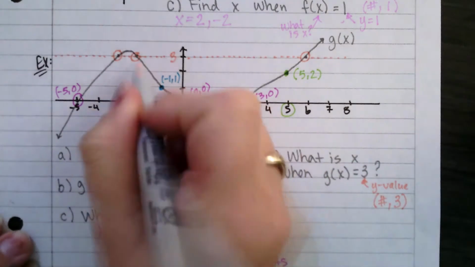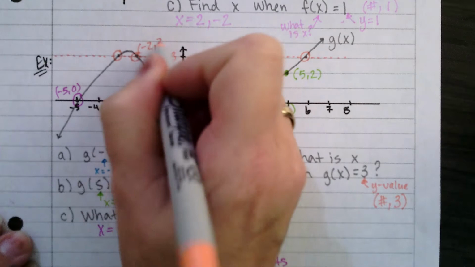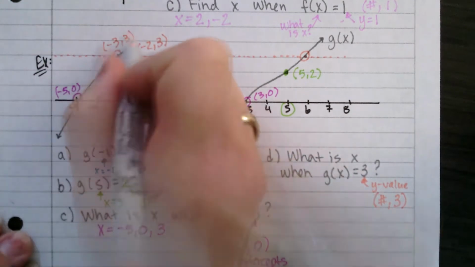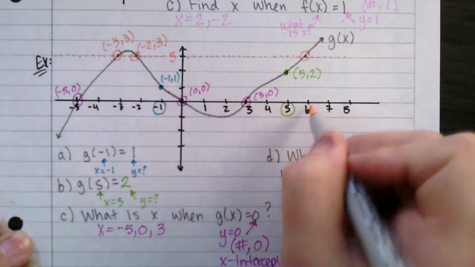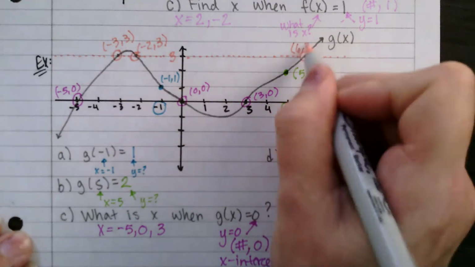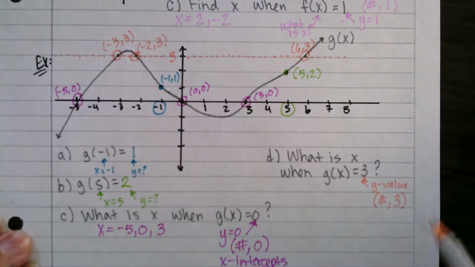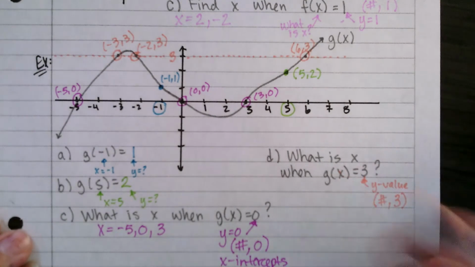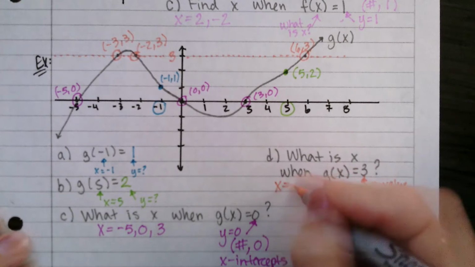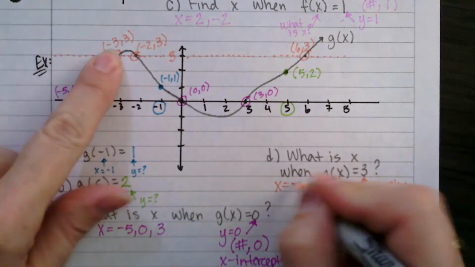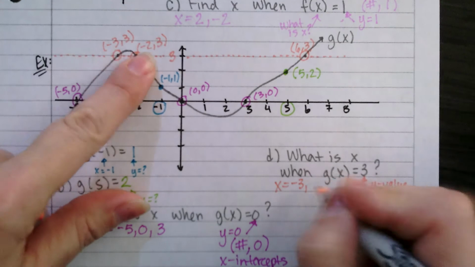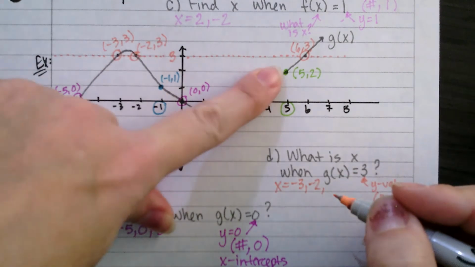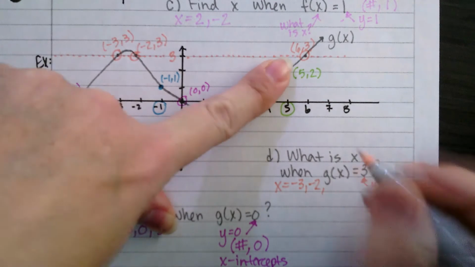So this one looks like -2, 3. This one looks like -3, 3. And then this one looks like 6, 3. So the question wants to know, what is the x value when the y value is 3? So those answers would be x equals -3 at that one, -2 at that one, and then over here, x also equals 6.